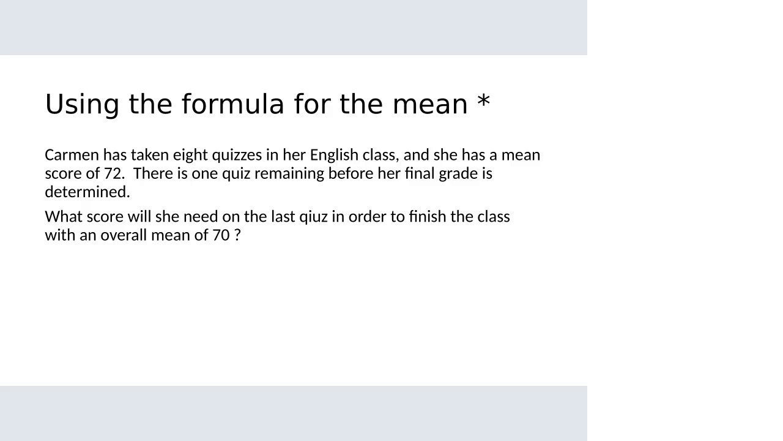Carmen has taken 8 quizzes in her English class. She has a mean score of 72. There's 1 quiz remaining before her final grade is determined. What score will she need on the last quiz in order to finish the class with an overall mean of 70? So Carmen's looking at this the other way. Josephine was asking what she needs to get that A. Carmen's looking at this like, how low of a score can I get and still keep my 70? I'll give you some time to do this and I'll set up a poll for it.